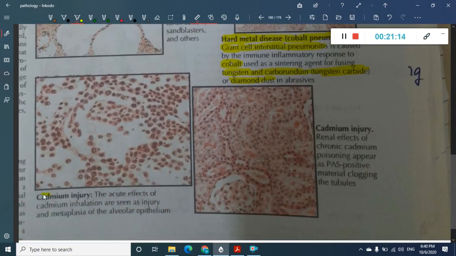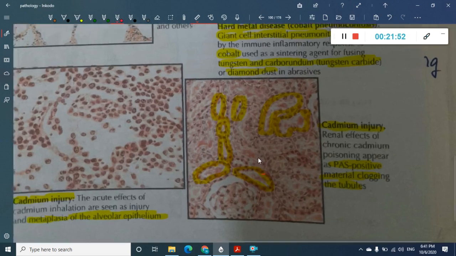Then we have one more, which is called cadmium injury. What are you going to see in cadmium injury? Cadmium inhalation results in this cadmium injury, where there is mainly metaplasia of the alveolar epithelium. Here you are seeing metaplasia of the alveolar epithelium. So this is cadmium injury which you are seeing. This is periodic acid Schiff stain positive material which is clogging the alveoli. So this is one alveolus, this is another alveolus. Metaplasia has occurred, and if you see what is present inside the alveoli, you can see something, right? I'll just zoom in.